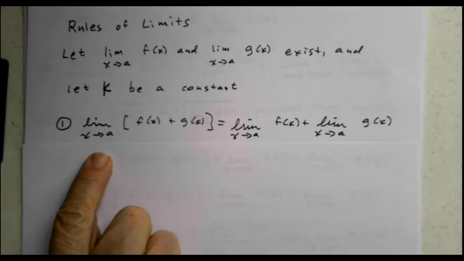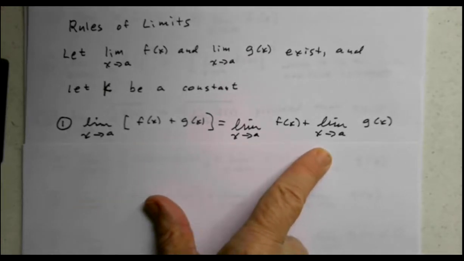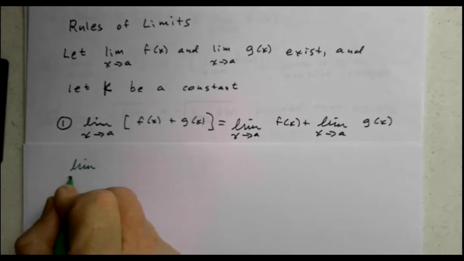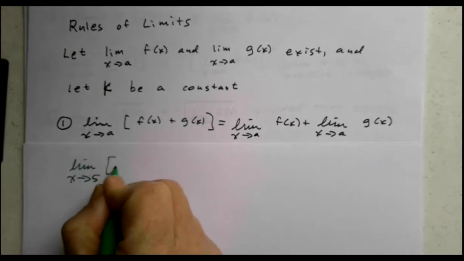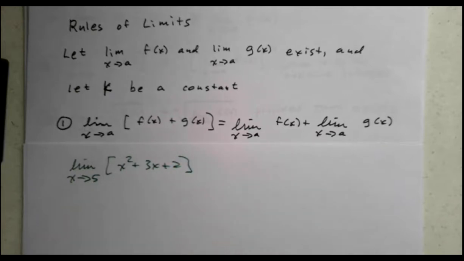The limit as x approaches a of f of x plus g of x is just the limit as x approaches a of f plus the limit as x approaches a of g. So the limit of the sum is the sum of the limits. So the way we can look at that is if I had a situation like this, where I was going to say the limit as x approaches 5 of x squared plus 3x plus 2. We would say the limit of the sum is the sum of the limits.